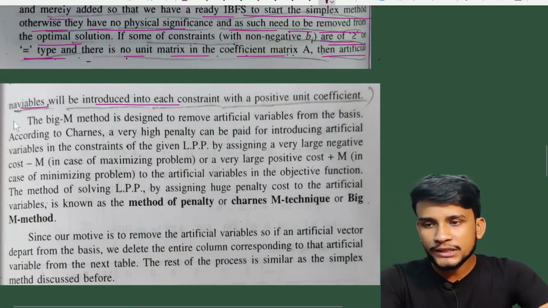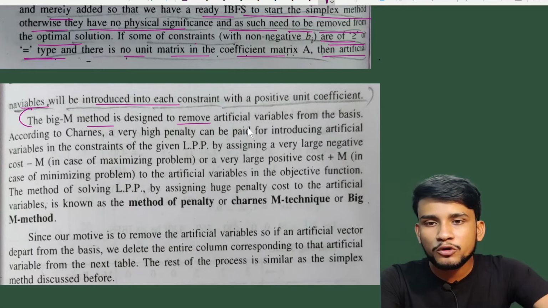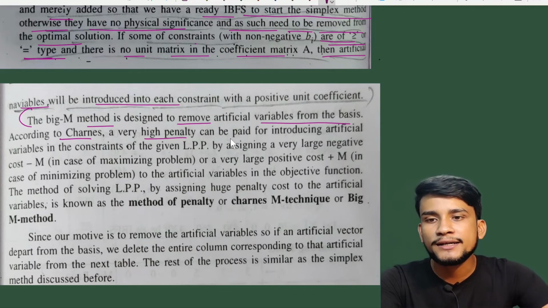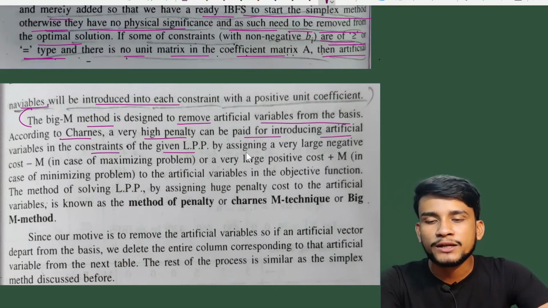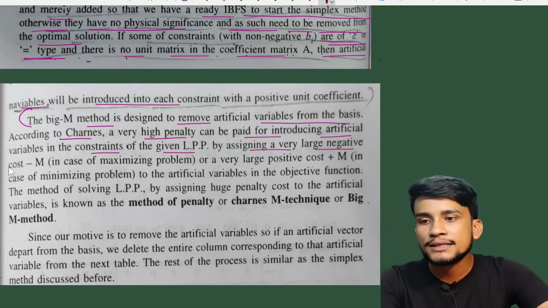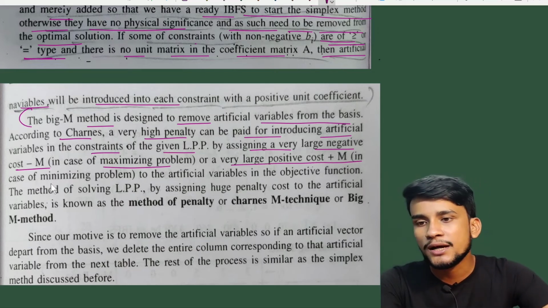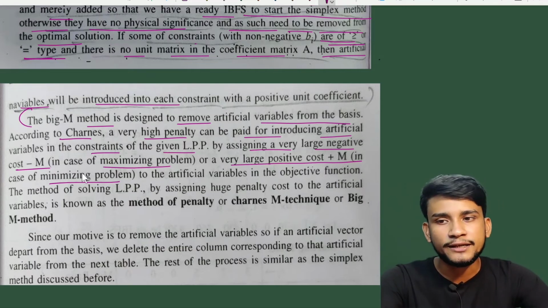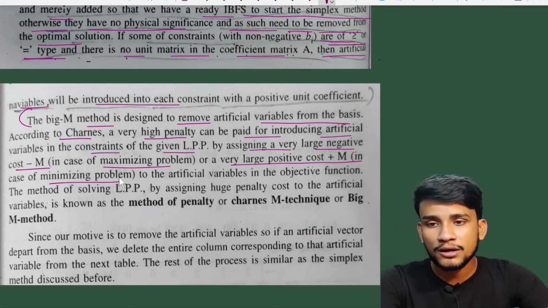So now we come to the big M method. The big M method is designed to remove the artificial variable from the basis. According to Charnes, a very high penalty can be paid by introducing the artificial variables in the constraints of the given LPP, by assigning a very large negative cost in case of a maximization problem and a very large positive cost in the minimization problem. If we try to solve a minimization problem, first we convert it to a maximization problem, and then we apply the method. I think it is easy to apply this method.